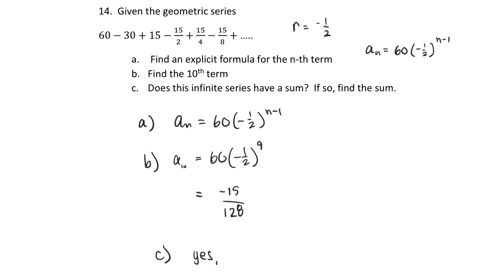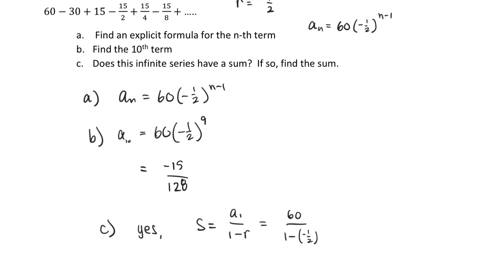the infinite series has a sum, and the sum of an infinite geometric series, if it exists, is first term divided by 1 minus r. So this is 60 divided by 3 halves, which is 40.